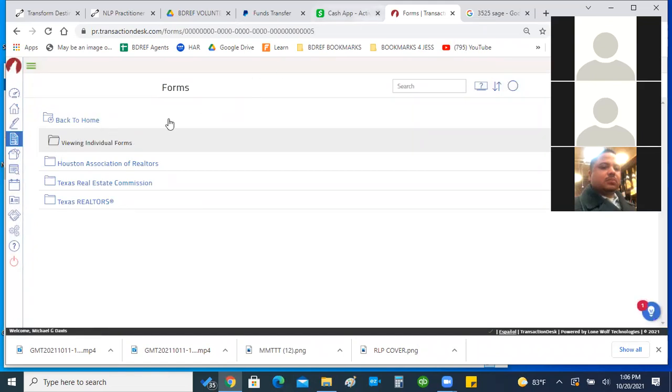None? Okay, so we talked about the third party addendum. What kind of form is that? Is that a TREC form, a Texas Realtors form, or a HAR form? The third party financing addendum. TREC form. All right, Vanilla says TREC. Anybody disagree with Vanilla? All right, Shay says a HAR form. All right. How many people say it's a TREC form?